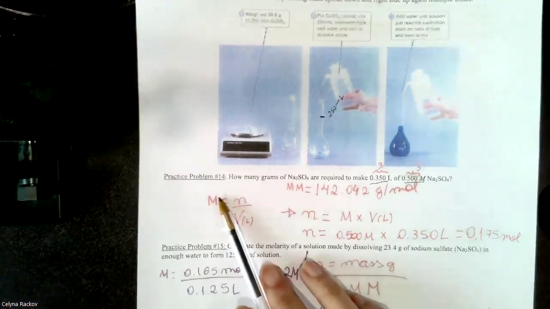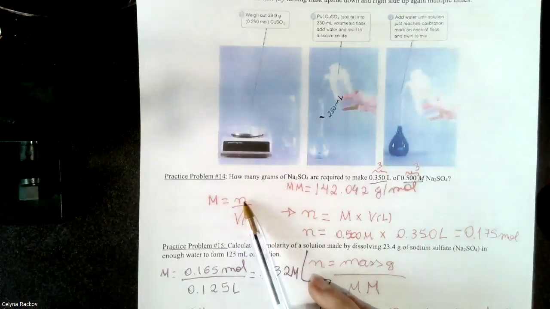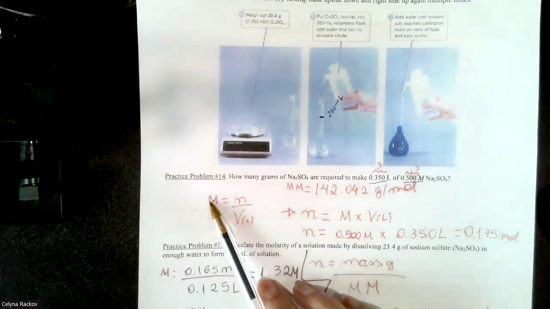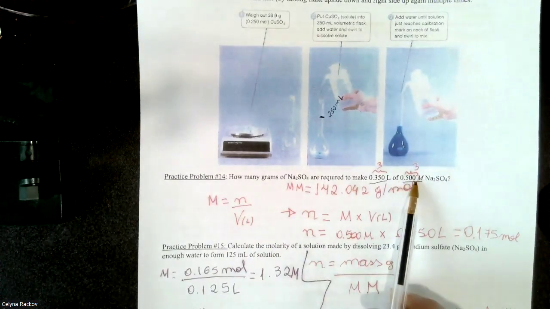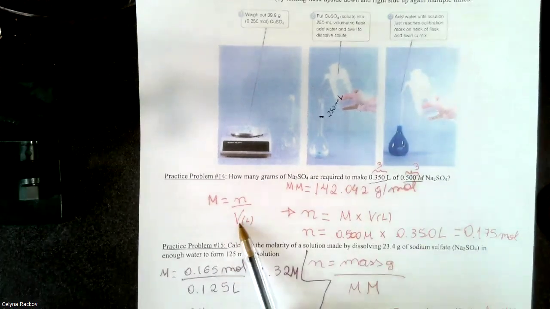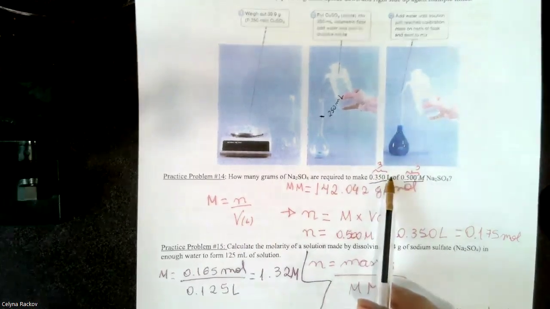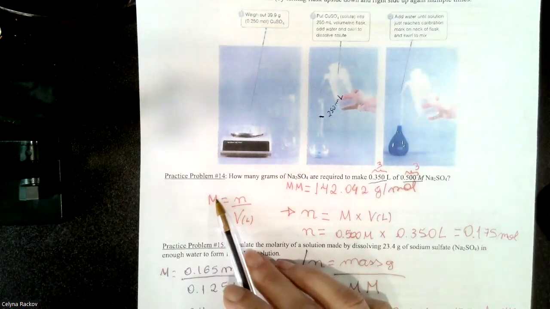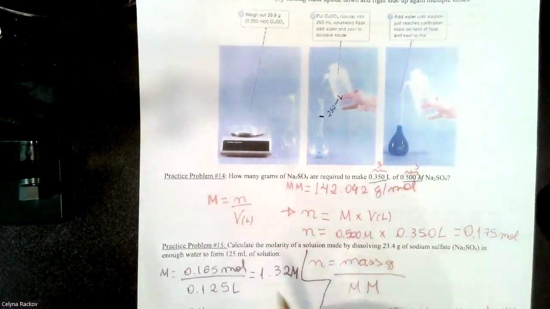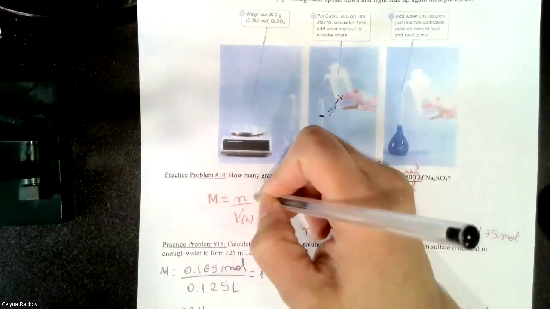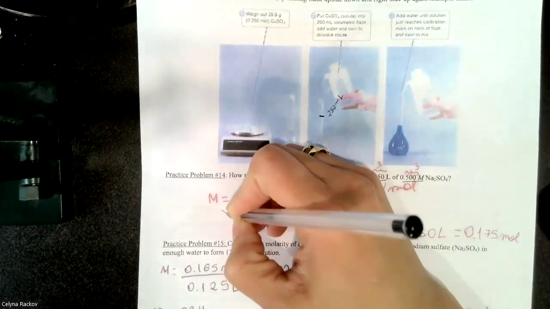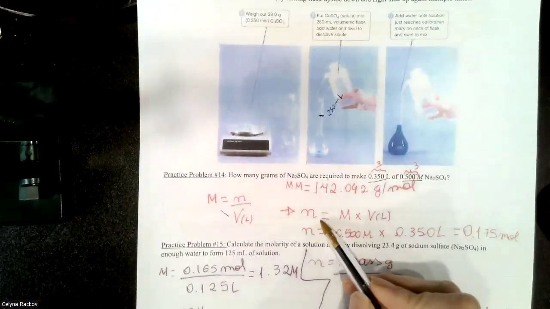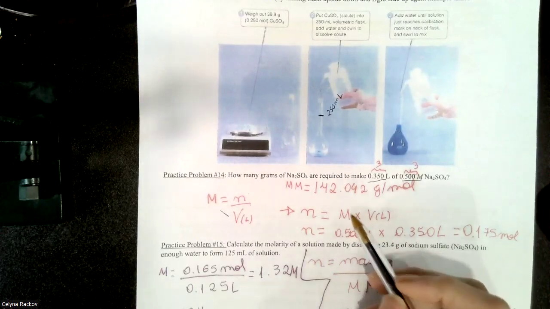You need to calculate this for this case here. The molarity is given, 0.500 molar, and the volume is given, 0.350 liters, correct? If you rearrange it, molarity is equal to moles divided by volume, so moles will be equal to molarity times volume.